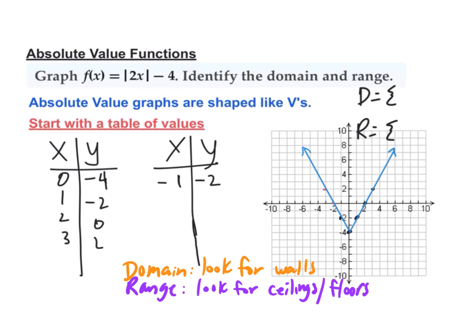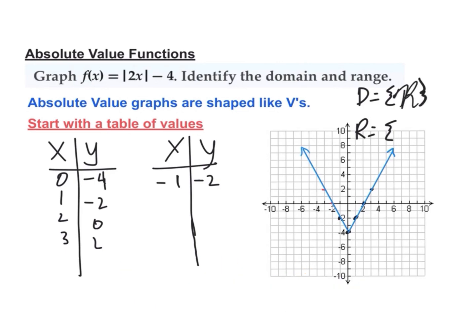So what does that tell us about the domain? All real numbers. It tells us there's no restrictions. It can be anything. There's nothing stopping the graph from moving right forever, and there's nothing stopping the graph from moving left forever. So in this case, the domain is all real numbers. So that's the first concept. The walls always go with the x's. The walls always go with the domain. That's what's important there. That's the first part of it.